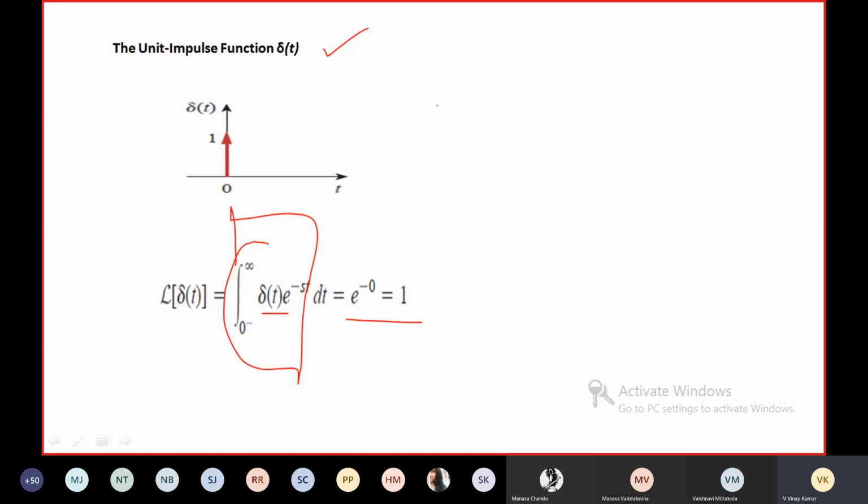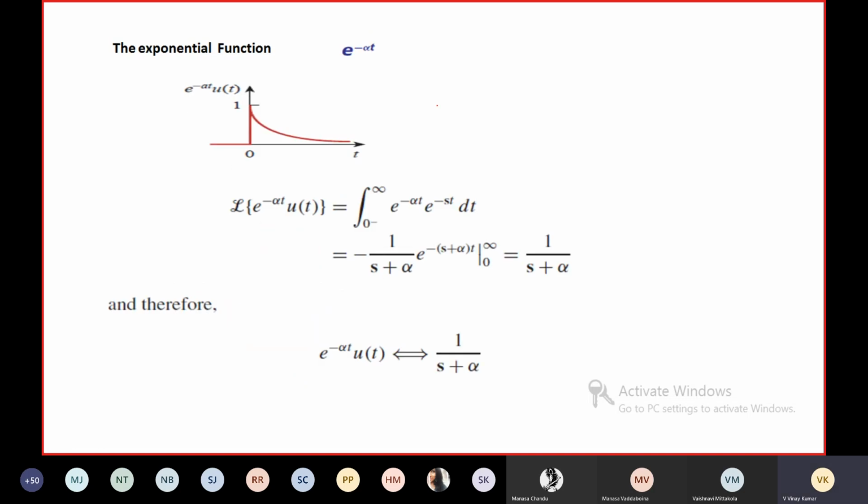Laplace of u of t is equal to 1 by s. Laplace of del of t is equal to 1. Okay, coming to the exponential function, e power minus alpha t. e power minus alpha t means exponentially decreasing, like this. If it is e power alpha t, it is exponentially increasing. This is e power alpha t, and this is e power minus alpha t.